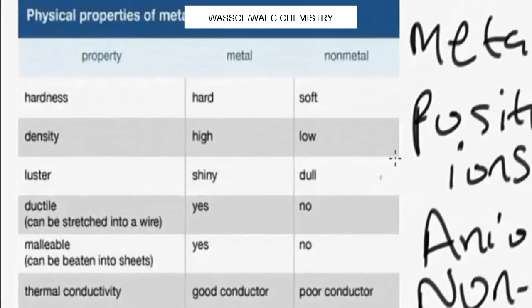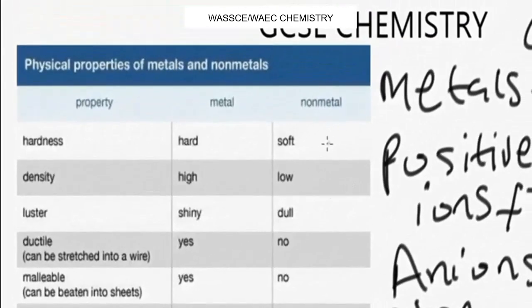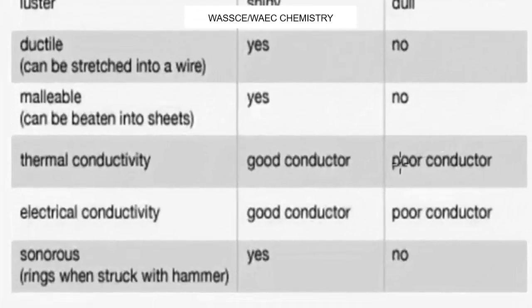Okay, for non-metals, their physical properties include: they are soft in nature, they're not hard, they have low density, they are lustrous as well, but their lustre is dull. Unlike metals, which are shiny, non-metals are dull. Non-metals are also not ductile, they cannot be stretched into wire, they are not malleable, they cannot be beaten into sheets, they are poor conductors of heat and electricity, and they are not sonorous.